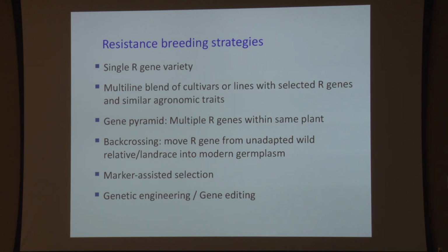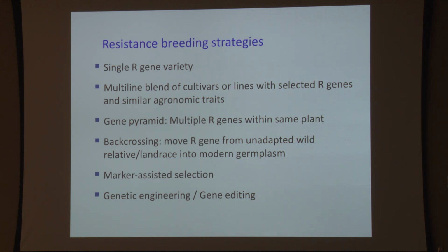So the different breeding strategies that are being used, certainly the single R gene variety is still something that is being employed. There are multi-line blends of cultivars or lines, each of which has a different R gene, and they're combined together in the seed that a farmer would grow in the same field. And the idea being that having different R genes, it's harder for the pathogen population to overcome all of those. A gene pyramid is similar, except that the R genes are within the same plant.